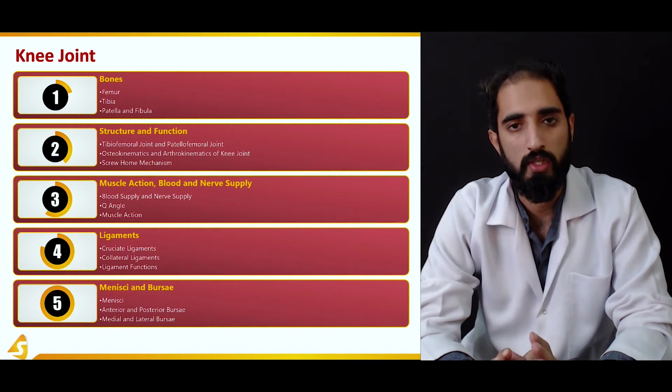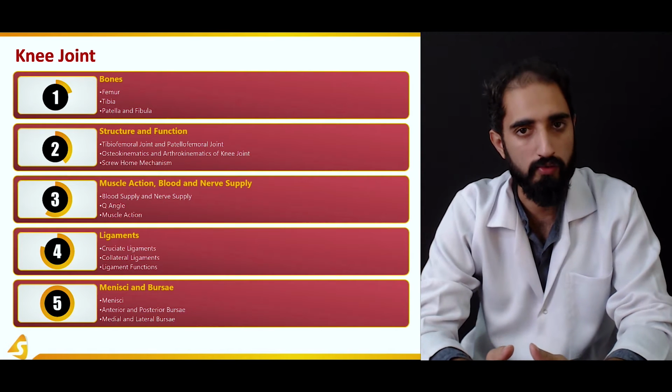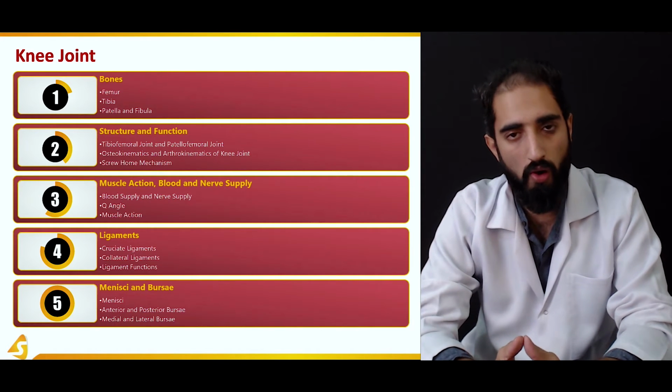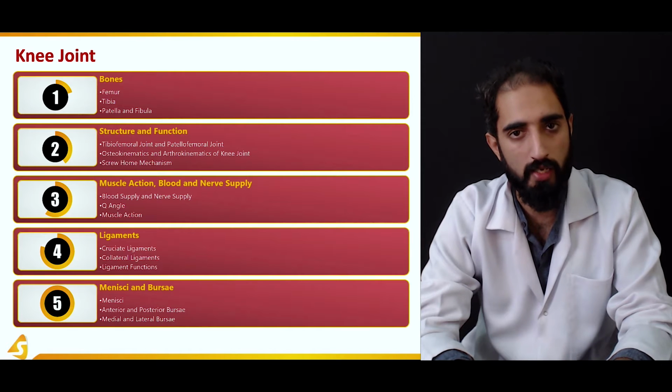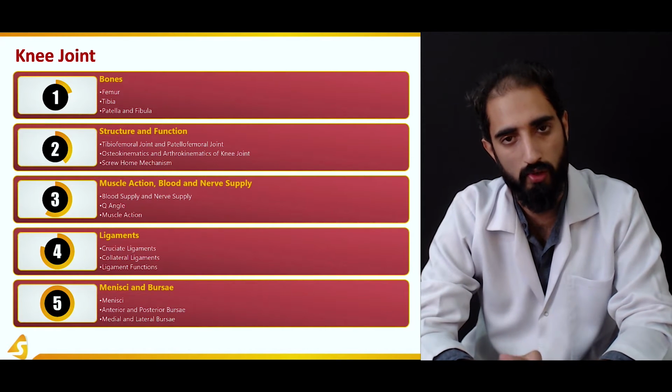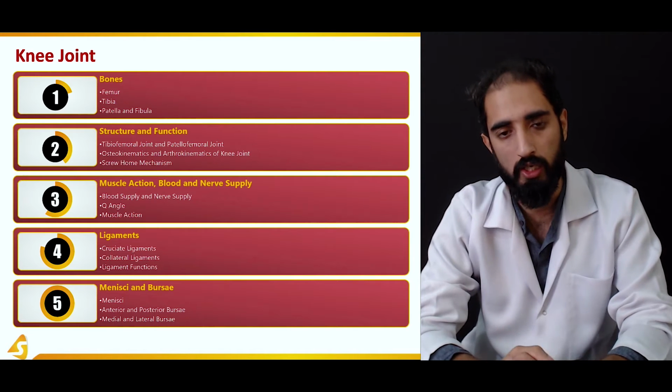Now, when we talk about the knee joint in this lecture, we're going to take a look at the bones and the bony landmarks of the knee joint, in which we're going to talk about all of its bony partners, including the femur, the tibia, the patella, as well as the fibula, even though it does not participate in the knee joint.